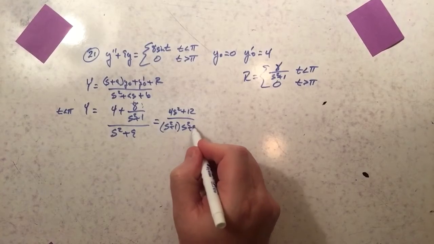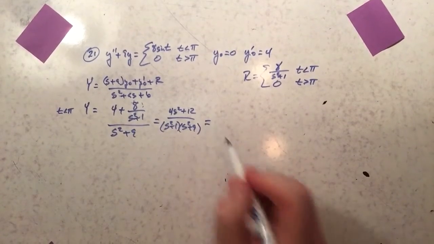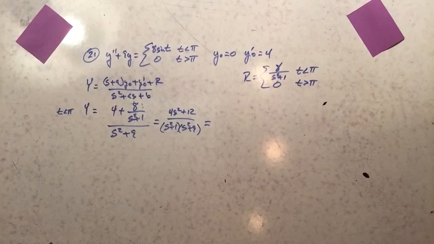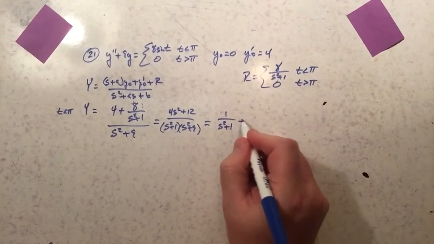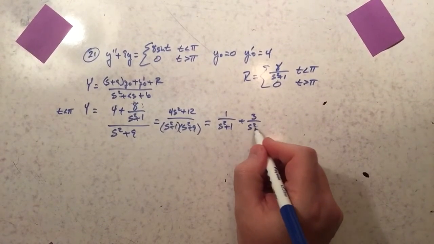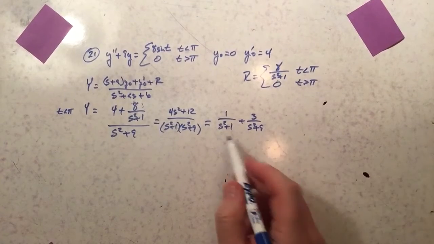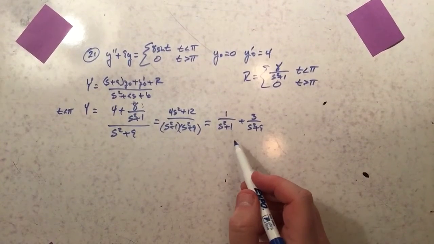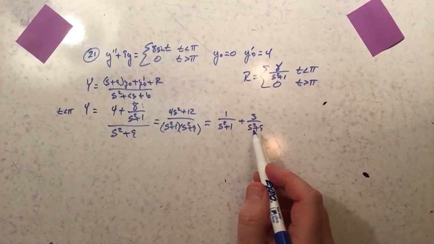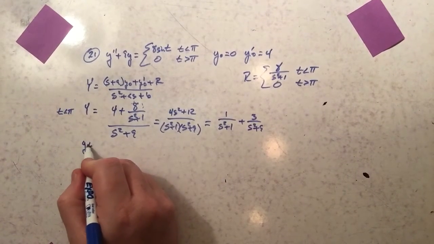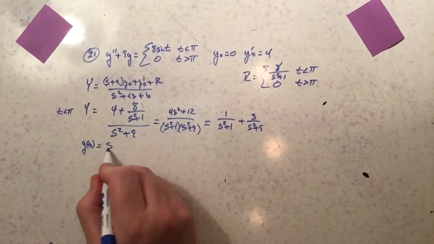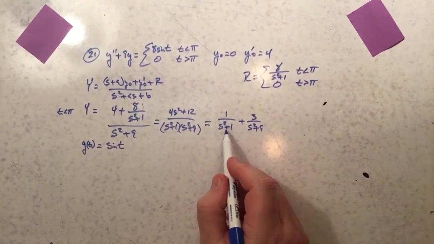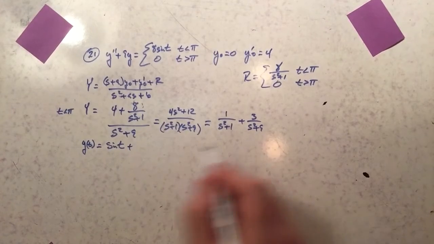I don't want to get bogged down in partial fraction decomposition, so I've already done this decomposition, and it ends up giving you 1 over s squared plus 1 plus 3 over s squared plus 9. And these are easily recognizable Laplace transforms of sine functions, so when it's time to write y(t), I just do the inverse Laplace transform of the algebraic expression, and that gives me sine of t for this, and sine of 3t for this.